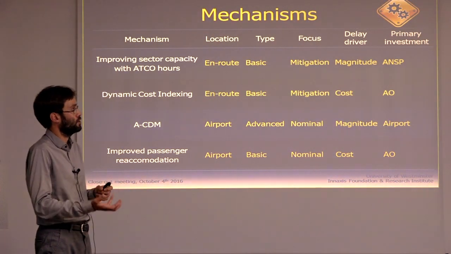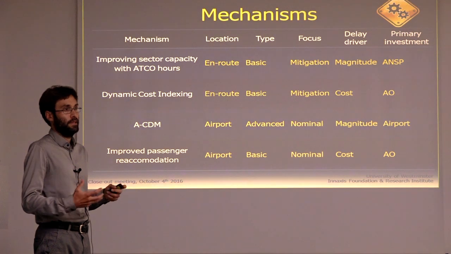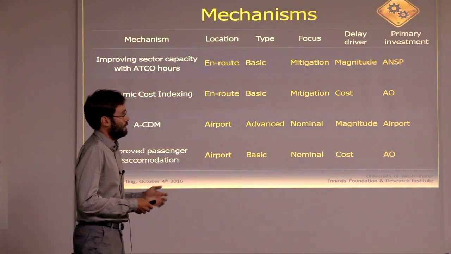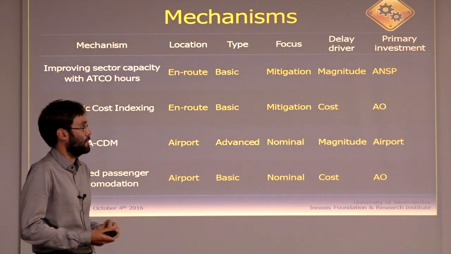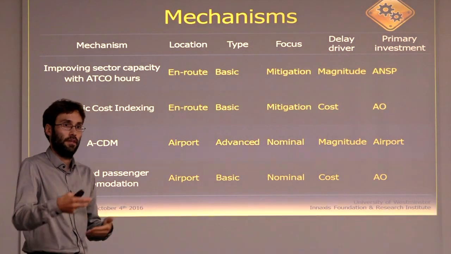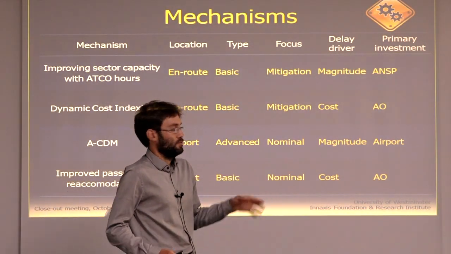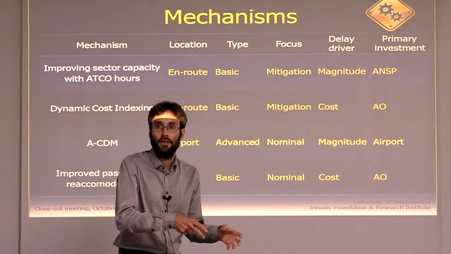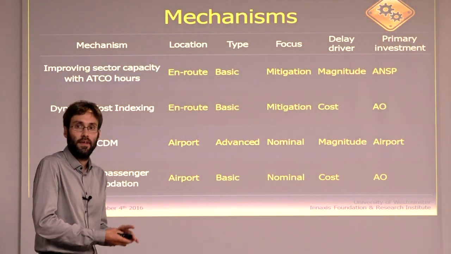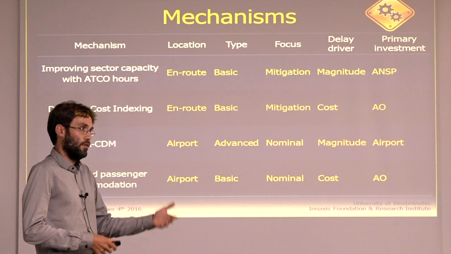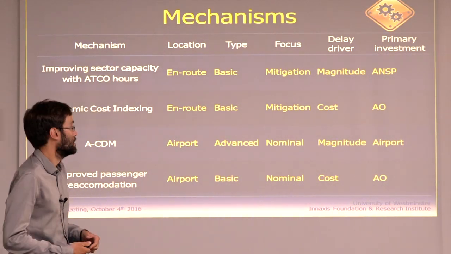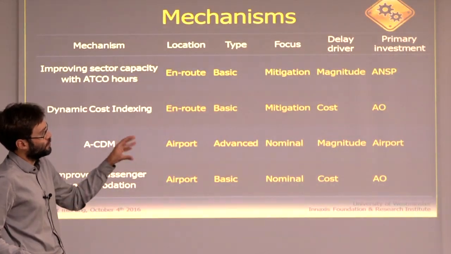Then we have looked also at how complex they are in terms of development. Some of them we analyze as basic because they don't require interaction of different stakeholders. For example, with improved passenger reaccommodation, you just have to implement that within the airline and then you have that system. While with ACDM, you have all the different methodology associated, not only the technology. As you can see, the focus is different.